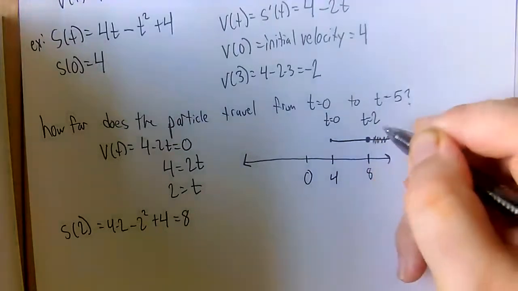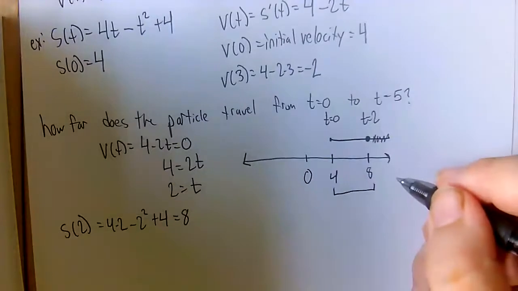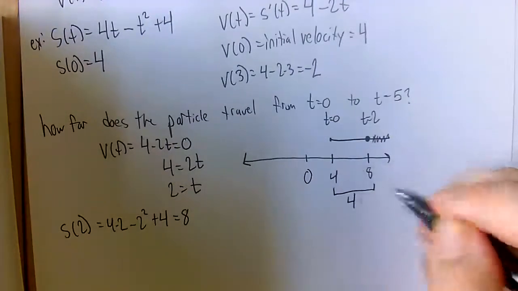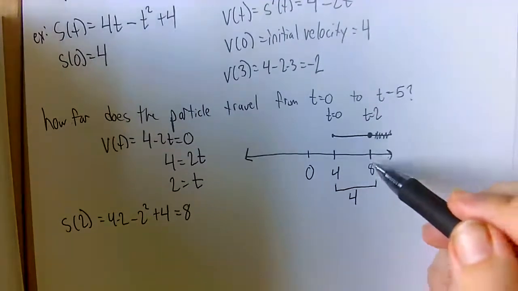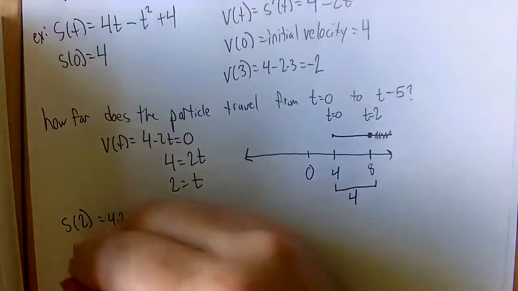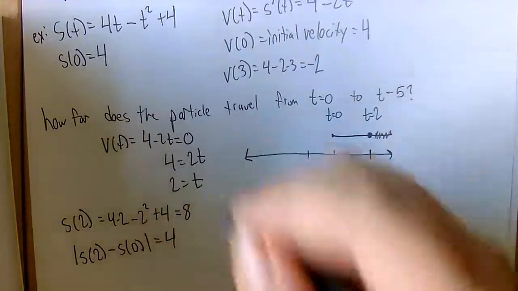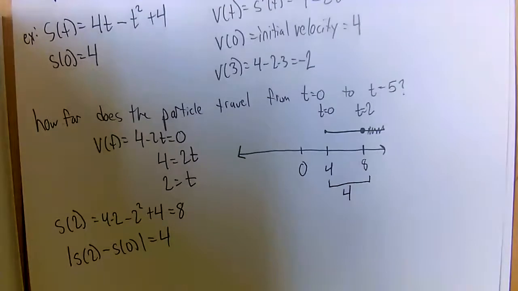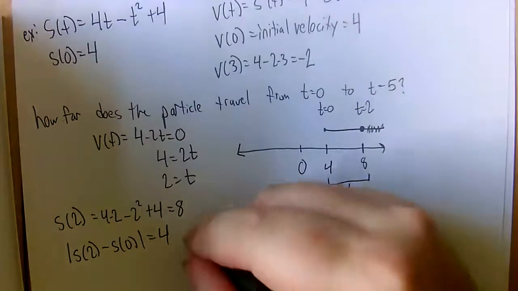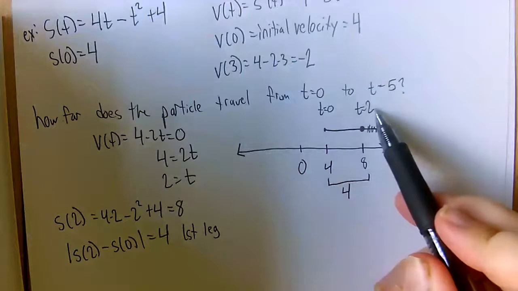A particle goes like this for the first 2 seconds, and then what we do is we see the distance between these two. The distance between 4 and 8 is 4. Now, it's kind of obvious because I drew a picture here, but what if we didn't draw a picture? How would we figure out what this is? Well, we could look at the absolute value of s of 2 minus s of 0, and that would also give us 4. We want it to be absolute value to make sure this isn't a negative number if we headed to the left instead. So this is how much we went on the first leg of our trip, t equals 0 to t equals 2.